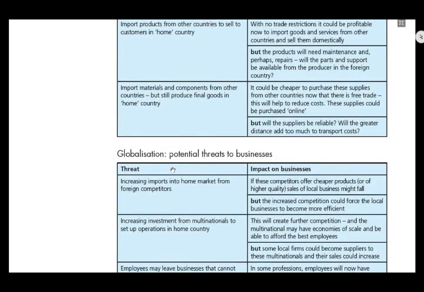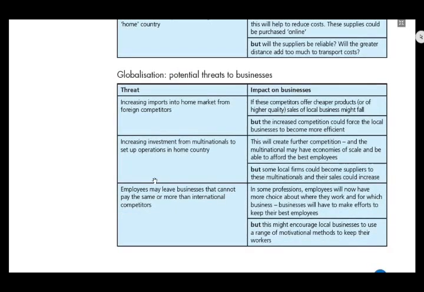With respect to the threats, globalization has its threats, of course. Increasing imports into the home market from foreign competitors. Other competitors will compete with me now because they have maybe cheaper products and higher quality. Investments from multinationals will increase in the home country. This will also create competition. However, it has some advantages, and we'll study this. And of course, employees nowadays, because of globalization, can just leave and work in any place in this world, so they have more choice. Remember, it's sometimes hard to keep employees in this situation.